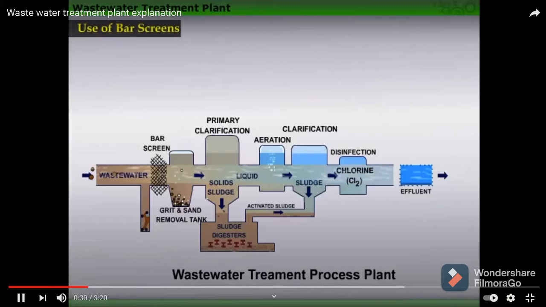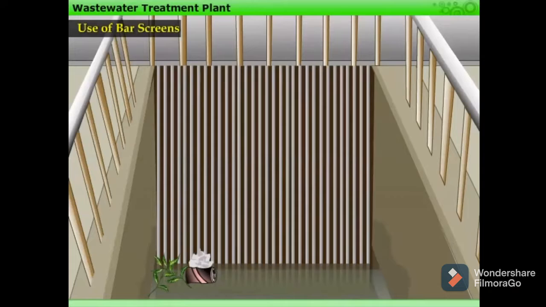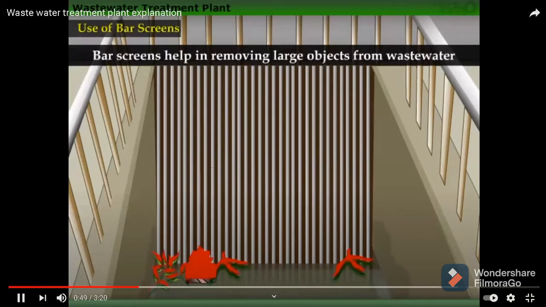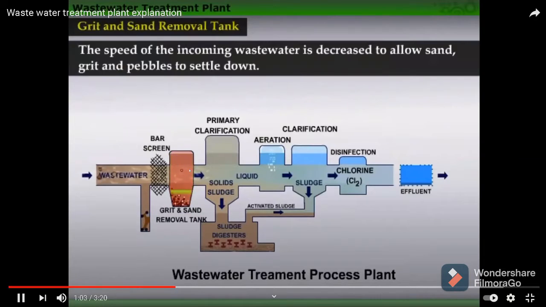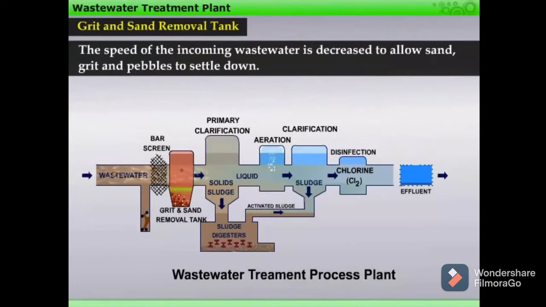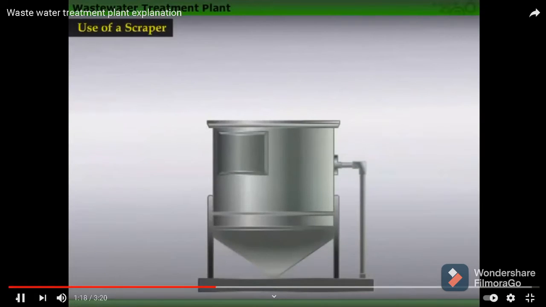कुछ ऐसी शेप बनाई जाती है. देखिए वो बार स्क्रीन से, ये देखिए, now see there are bar rods. यहाँ पे लार्ज जो पार्टिकल्स हैं वो यहाँ पे ट्रैप हो जाते हैं. It removes large objects from wastewater. It comes to the grit and sand removal tank, and the water speed is decreased here. The pebbles settle down at the end of the tank, and then the wastewater moves to the next part.